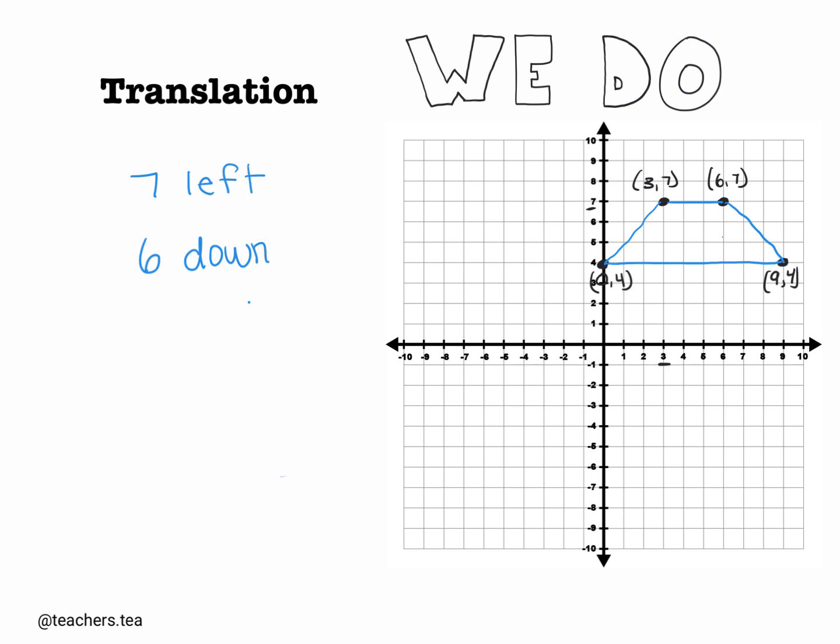Okay, so what I'm going to do is start with this coordinate right here, 0, 4. I am going to move it first 7 left, and then 6 down. So I'm going to go 7 left, 1, 2, 3, 4, 5, 6. This is 7 left. And I'm going to go down 6 now, 1, 2, 3, 4, 5, 6. Then I'm going to take my eraser and erase any big marks I made so that I don't get confused with the rest of it, okay?